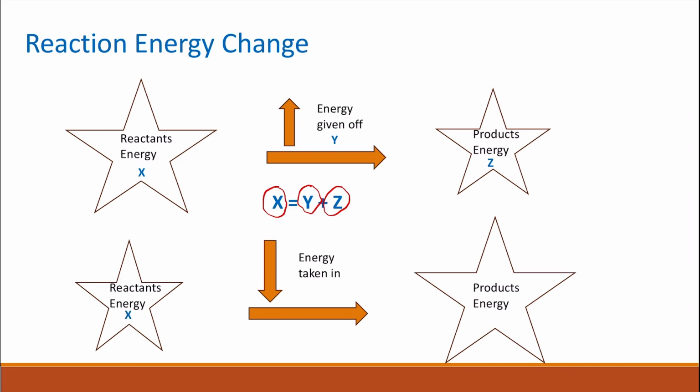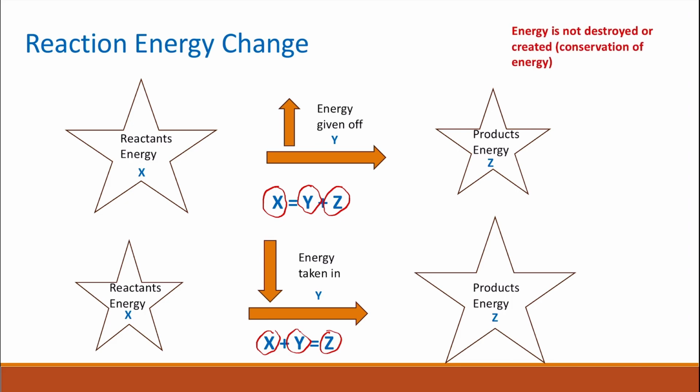If we represent the energy of the reactant by X, energy taken in by Y, and energy of the product by Z, then X, which is the energy of the reactants, plus the energy taken in, will equal the energy of the product. Again, this is because energy is not destroyed or created, it's just conserved, it moves around. So this is called the law of conservation of energy.